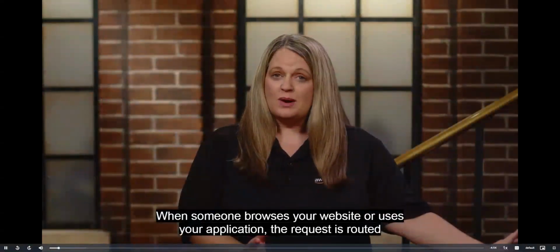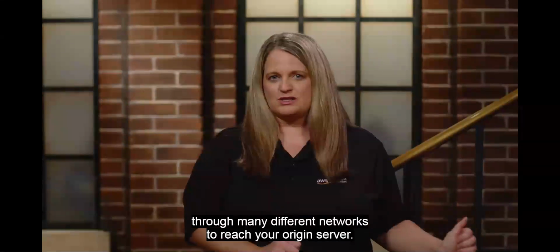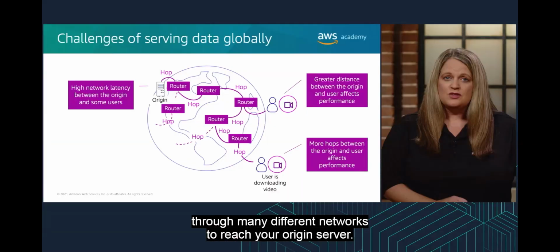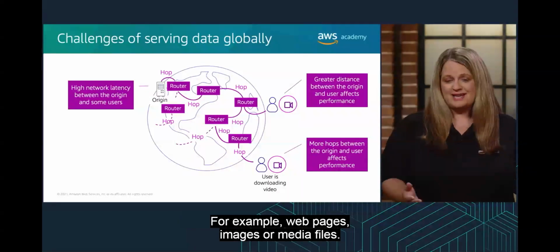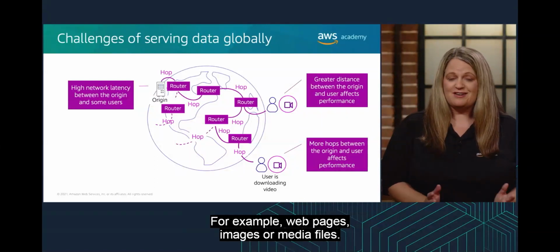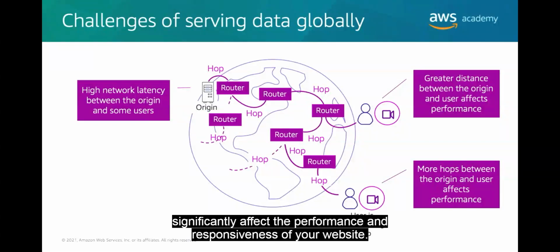When someone browses your website or uses your application, the request is routed through many different networks to reach your origin server. The origin server stores the original definitive versions of your objects, for example, web pages, images, or media files. The number of network hops and the distance that the request must travel significantly affect the performance and responsiveness of your website. Further, network latency is different depending on geographic location, which is where a content delivery network, also known as a CDN, comes in.